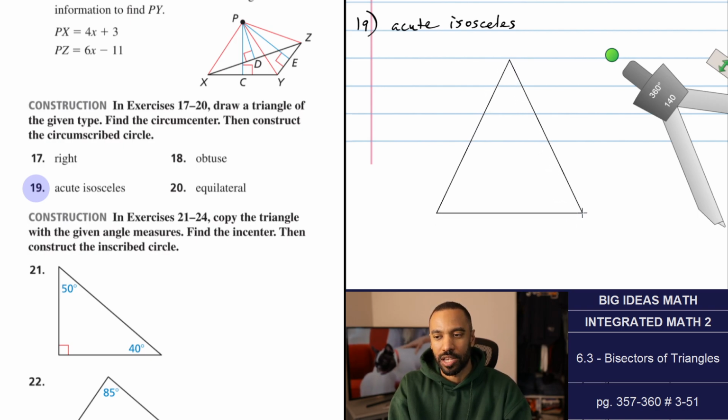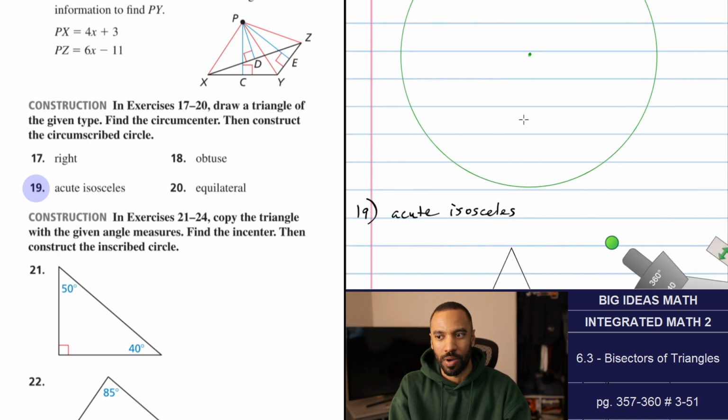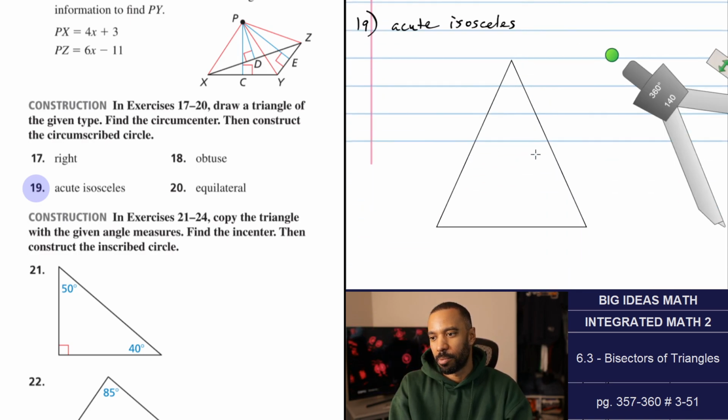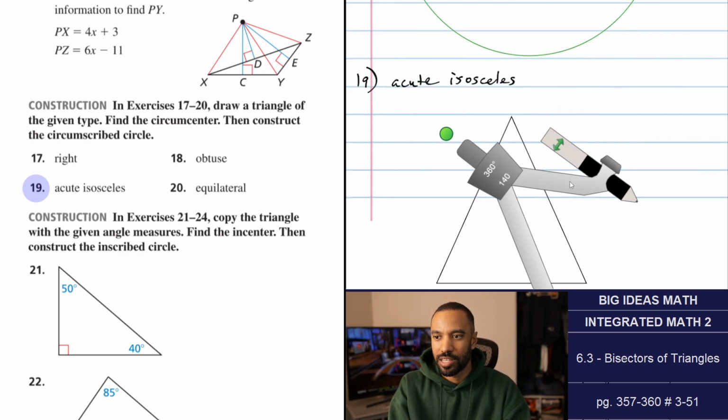But they want acute isosceles, which means I can't go out that way. This one kind of looks isosceles as well. It was obtuse, though. So this will be an example of acute isosceles. All of these are less than 90 degrees. The circumcenter will be inside of here. So let's do this kind of same thing as before.